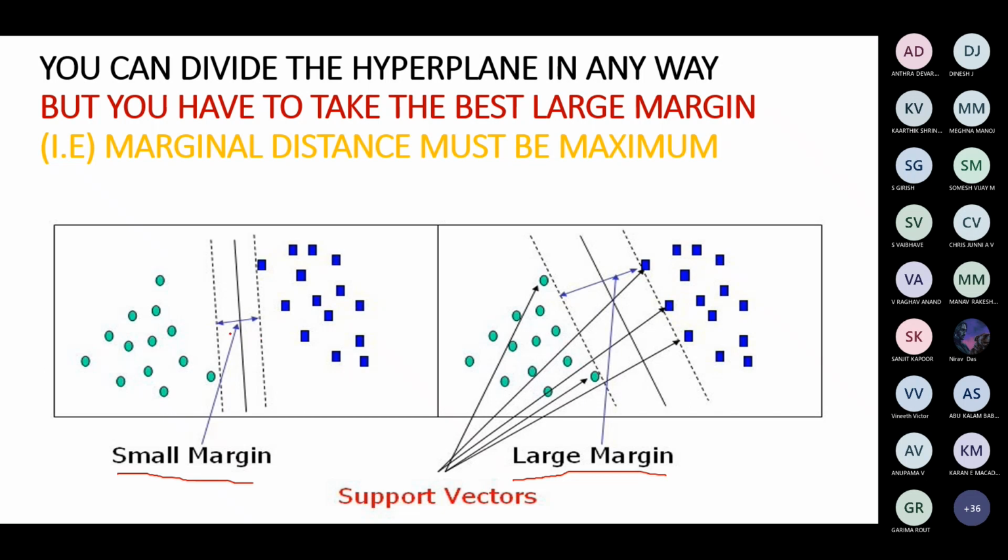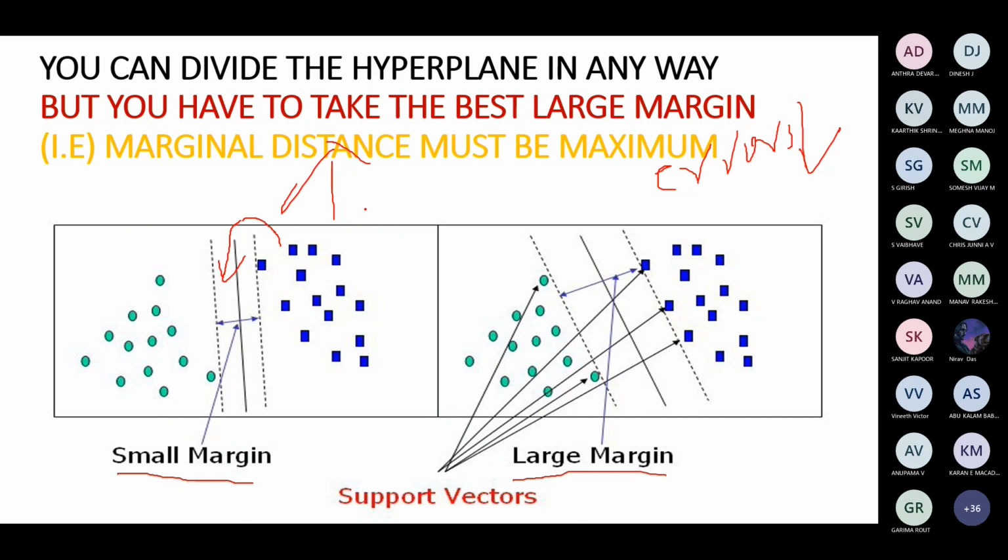My aim is to maximize the width such that any points... say, for example, if my margin is small, the possibility of getting errors will be more. But if my margin is large, then the possibility of errors is less. The possibility of errors is less here, and here the possibility of errors is more. So the larger the margin, the better the width and the better the classifier is.